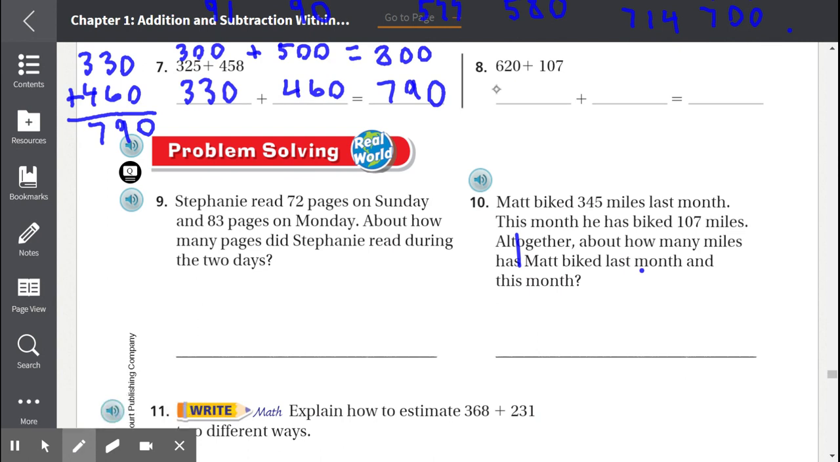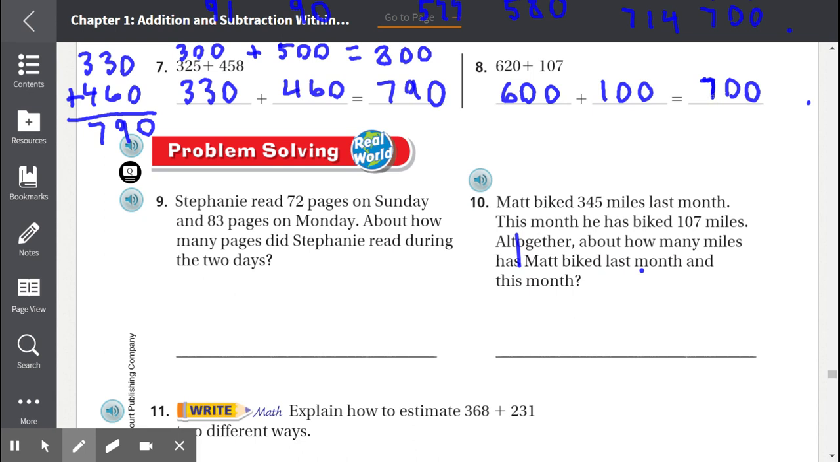Number 8, 620 plus 107. Now, 620 is already a 10. So let's round these numbers to the nearest hundreds. 620 rounded to the nearest hundred would be 600 because it would be between 600 and 700, but closer to 600. And 107 would be between 100 and 200, but it's a lot closer to 100. So 600 plus 100 is easy to solve, is 700. We made it easier for us to solve.